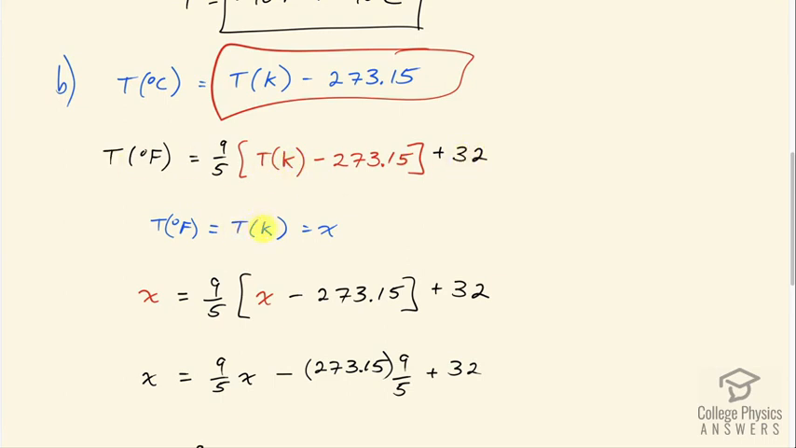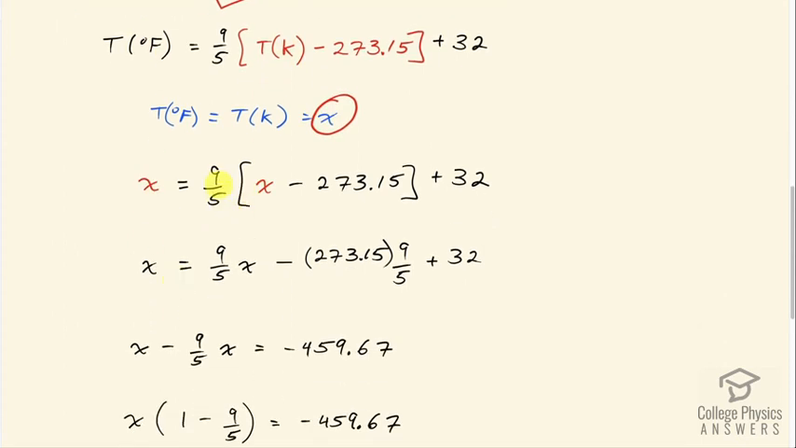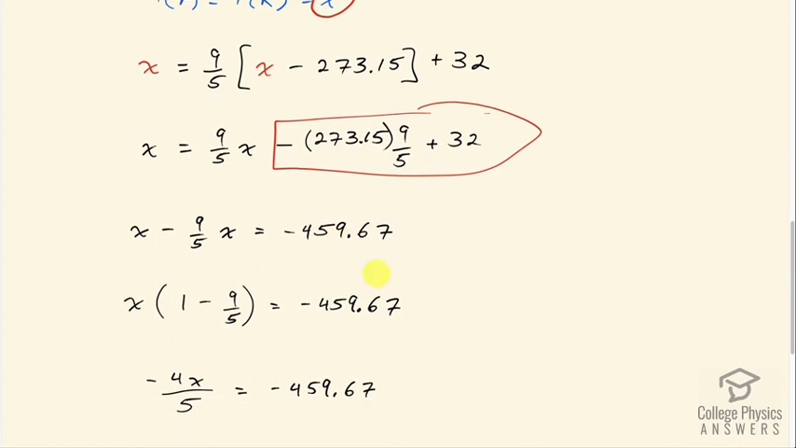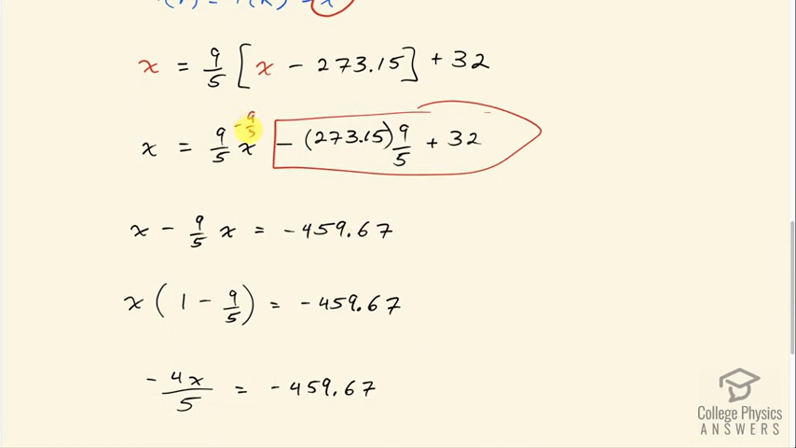So the temperature in Kelvin and the temperature in degrees Fahrenheit are meant to be the same number, which we'll call x again, and then replacing both these temperatures with the letter x. And now we distribute the 9/5 into the bracket. And so we have x equals 9 over 5x minus 273.15 times 9 over 5 plus 32. And this constant term works out to negative 459.67. And then we also subtract 9 over 5x from both sides.